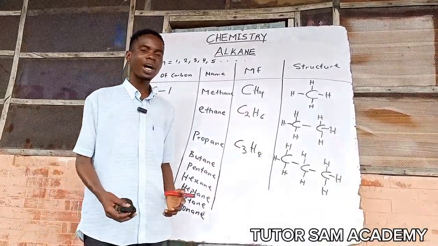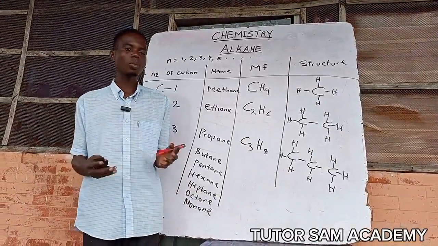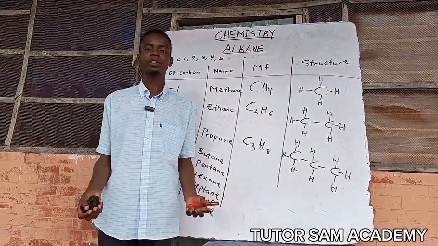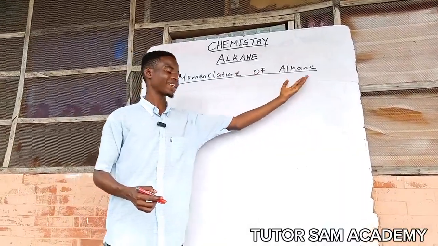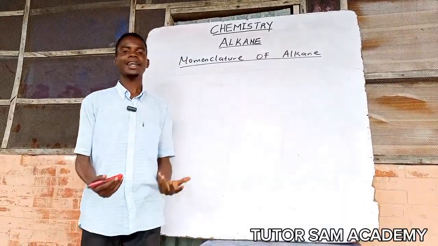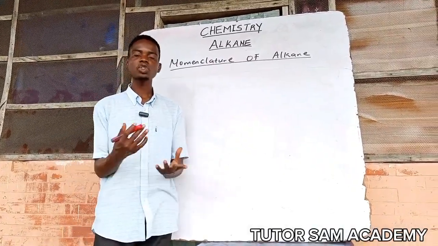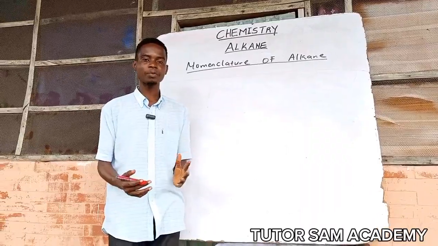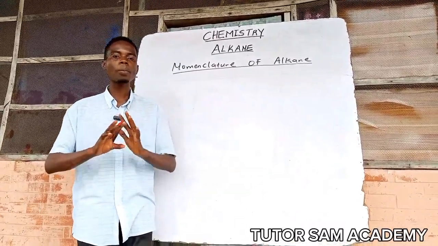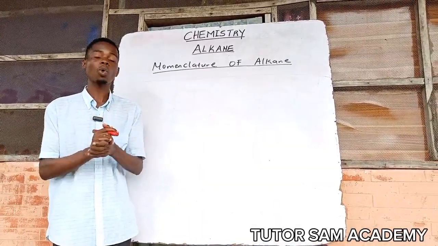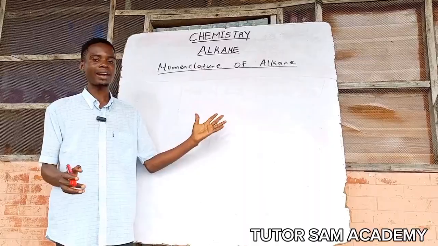So we can also look at the IUPAC nomenclature, that is how to name the alkanes. So all right, let's talk about the nomenclature of alkane. That is, how do we name the alkane? What are the things that you need to follow when you are naming any alkane? So listen carefully. I'm going to give you 6 things to take note so you can properly name any member of the alkane family or any structure that belongs to the alkane group.